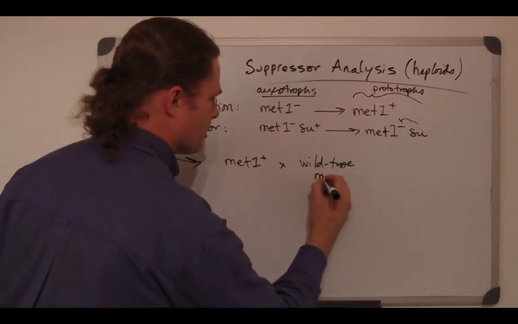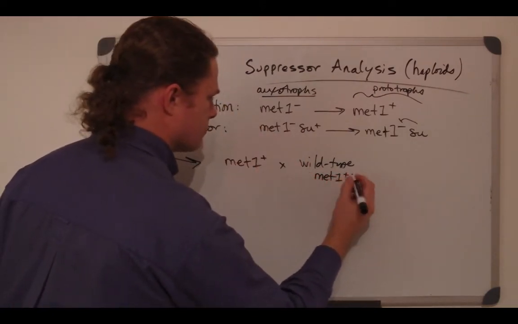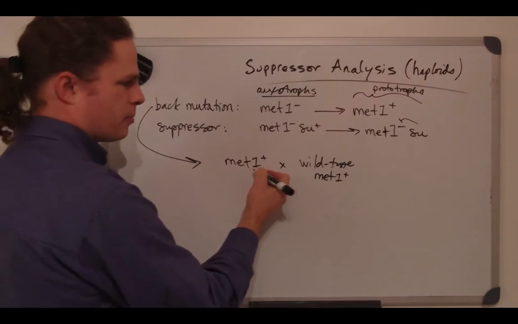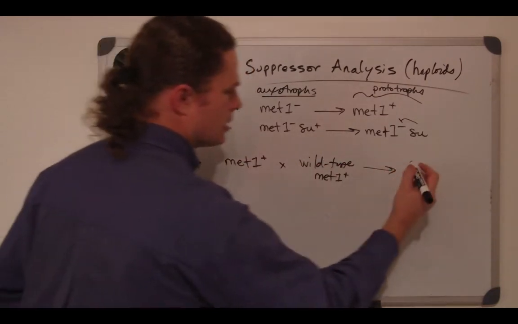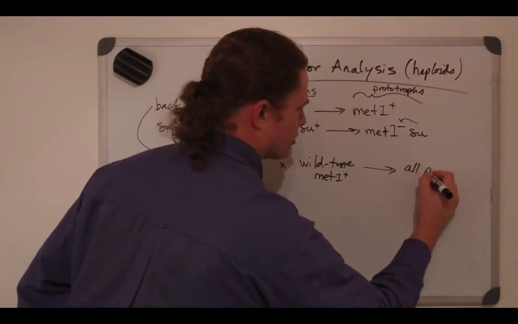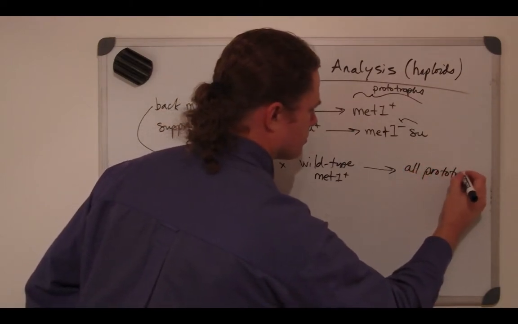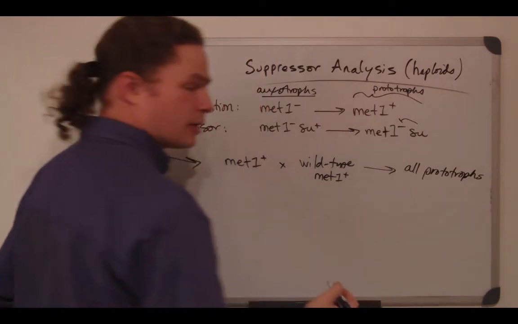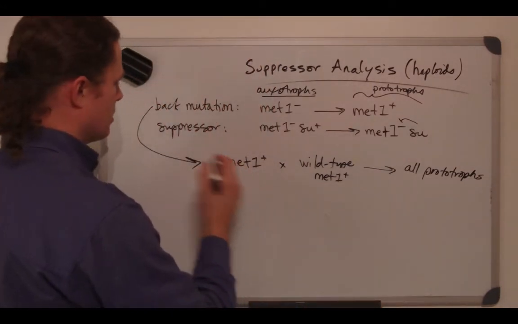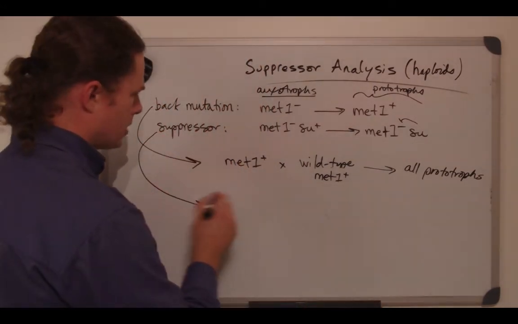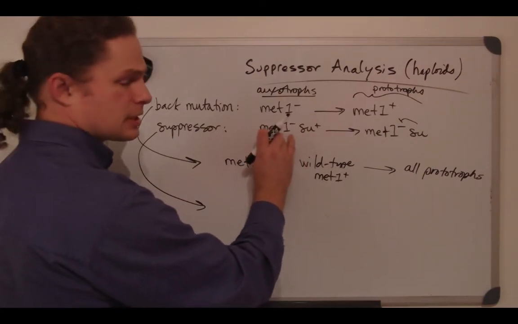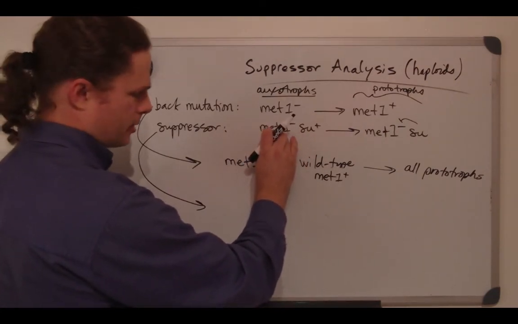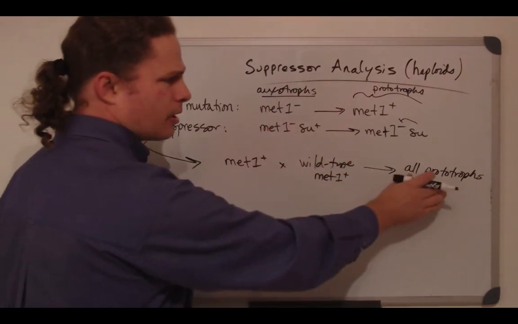Wild type is just MET1 plus. This is just a cross of MET1 plus times MET1 plus, and the key here is in a back mutation case, you will see all prototrophs in the progeny of that cross. With a suppressor, because the MET1 minus allele is still present at the MET1 locus, we'll see that we don't get all prototrophs.